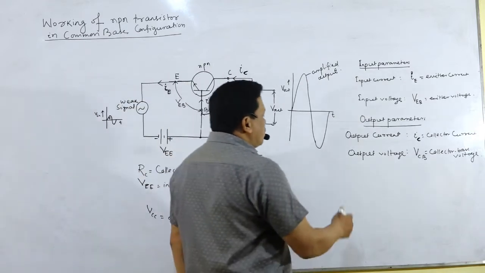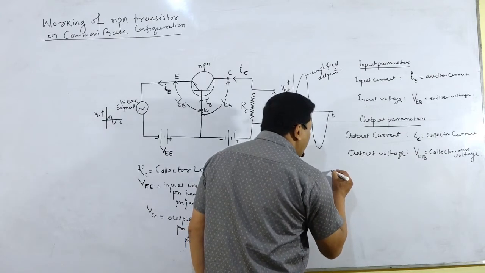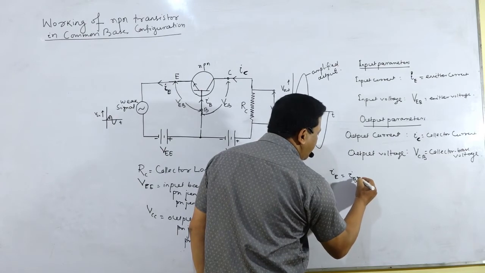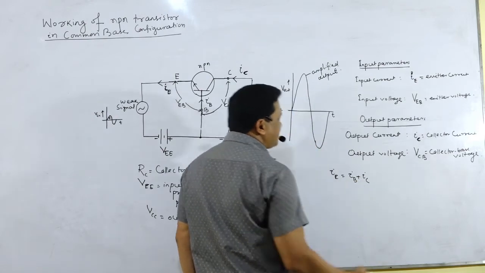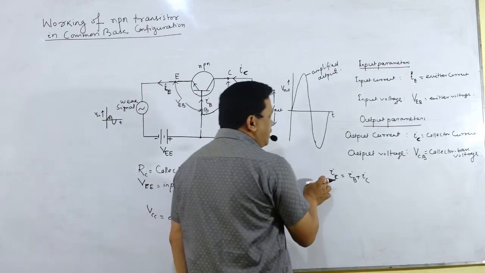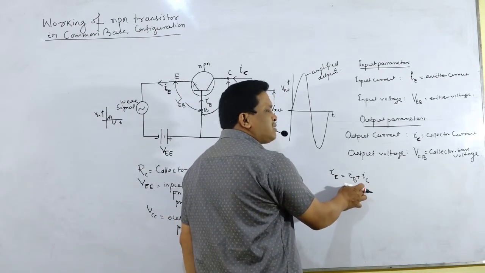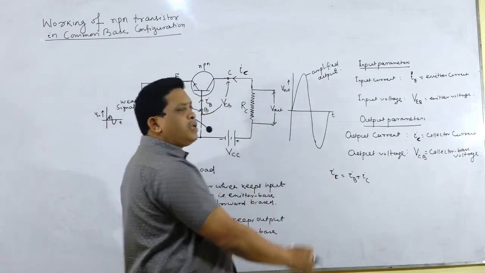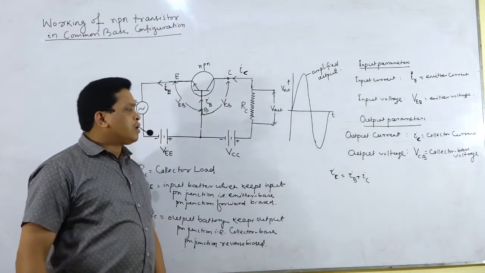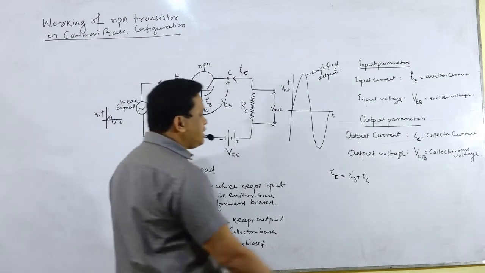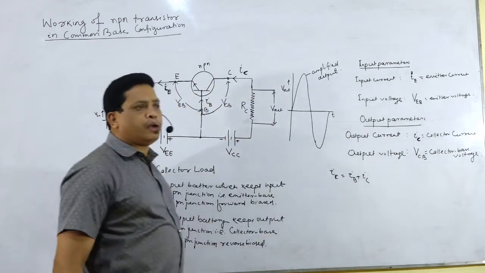And you must know that IE is equal to IB plus IC. That means the emitter current is equal to base current plus collector current. Emitter current is of the order of milliampere, collector current is also of the order of milliampere, but base current is of the order of microampere.